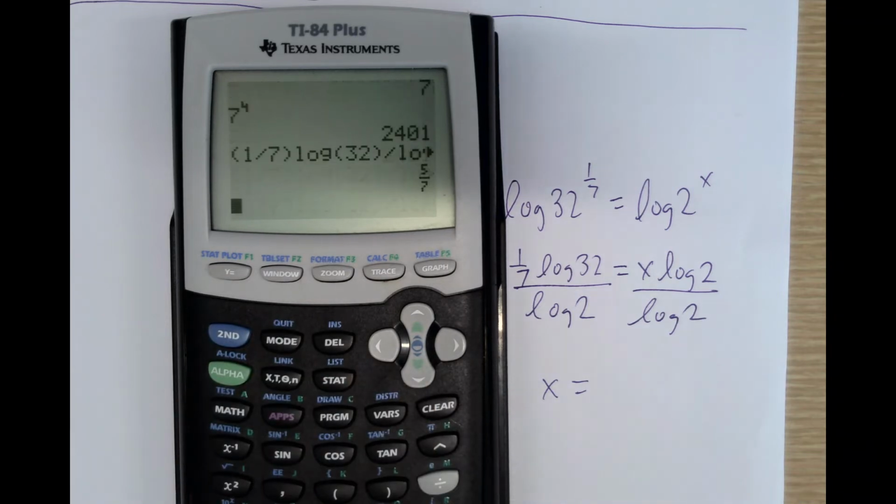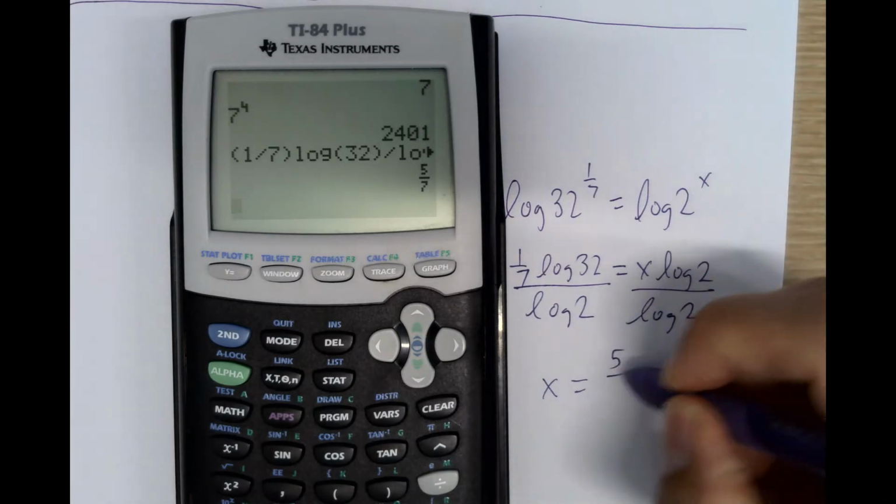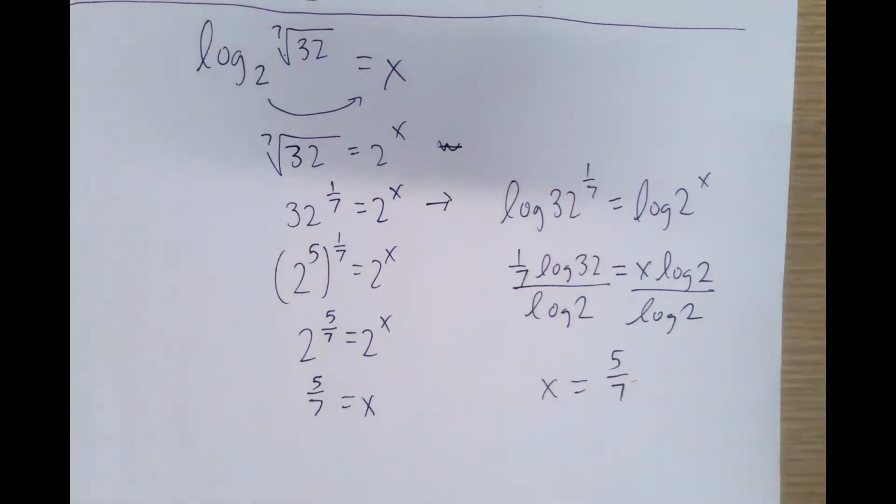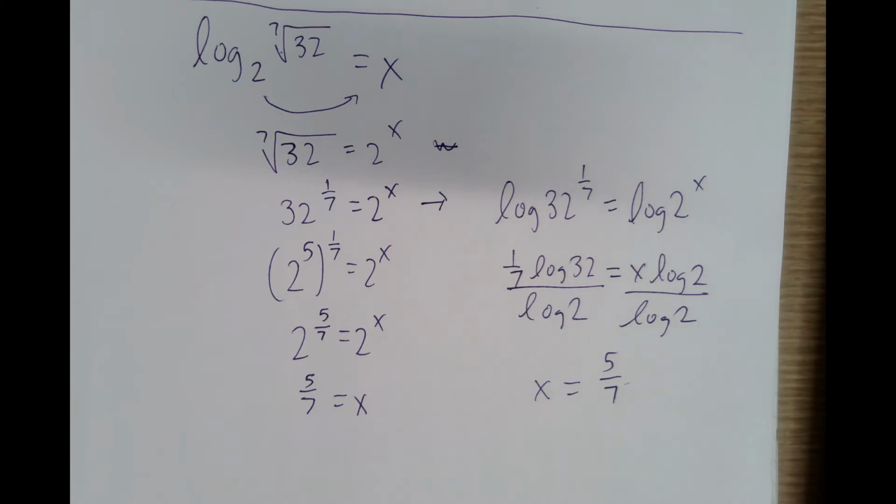And you can see here, my answer is 5/7, which is exactly the same answer as the other method that I used to solve. So I'm just showing you two different methods you could use to solve these problems. Both of these are valid, and there is no difference in either one of the answers.